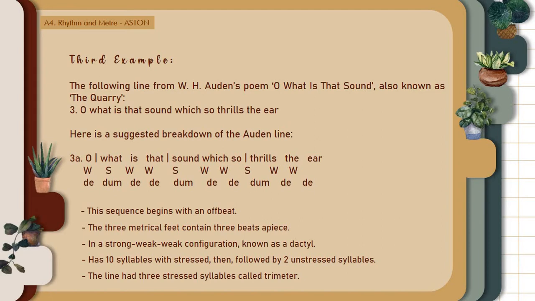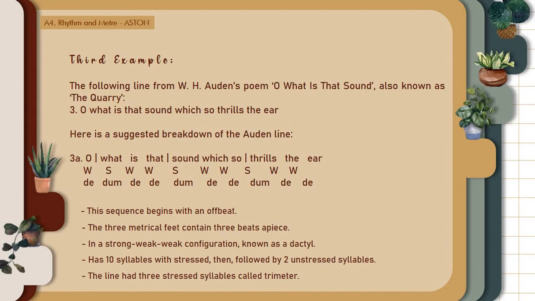The sequence begins with an offbeat. Offbeat is an unstressed syllable which is normally placed at the start or the end of a line of verse. Here the 3 metrical feet contain 3 beats apiece, in a strong weak weak configuration which is known as a dactyl. That makes the line as a whole an example of dactylic trimeter.